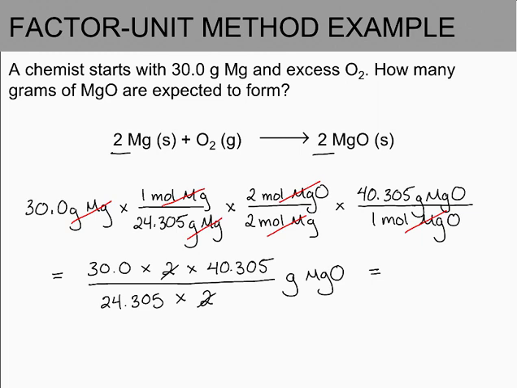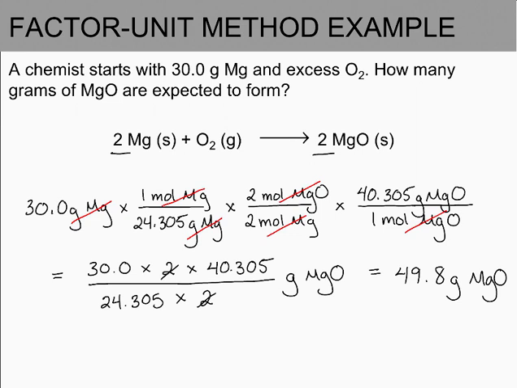So if we plug that into a calculator, we should have a value of 49.8 grams of magnesium oxide. So we're expecting approximately 50 grams of product. And later on, we will talk about how that doesn't always happen.